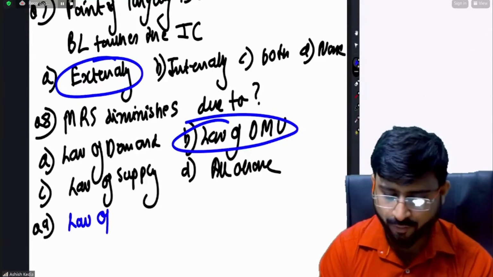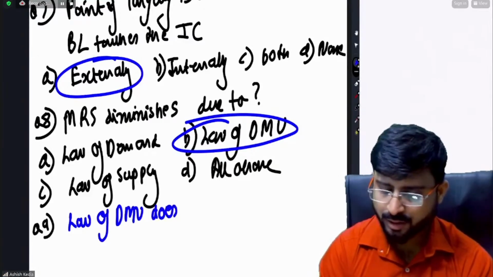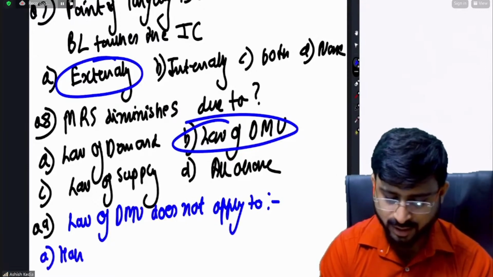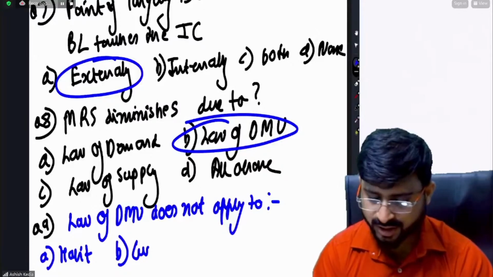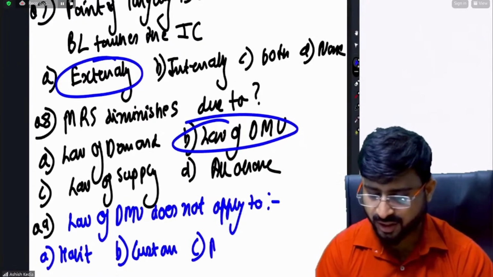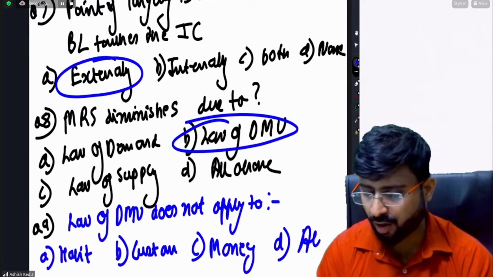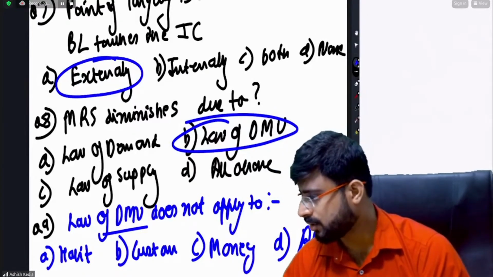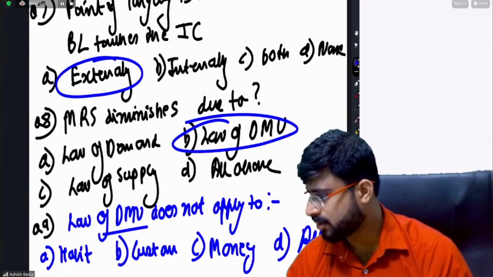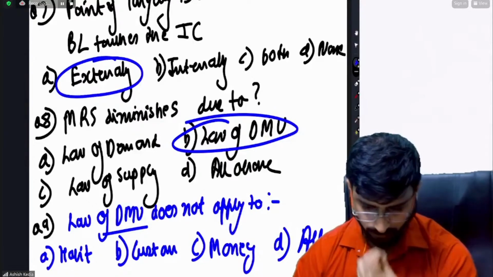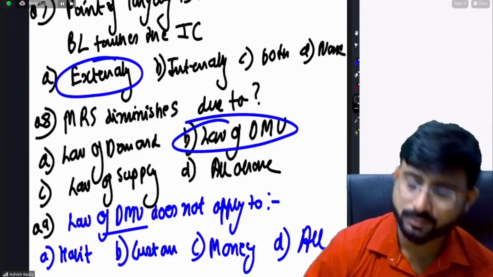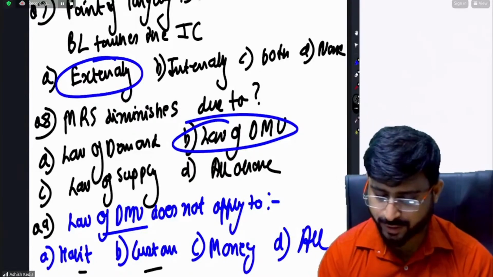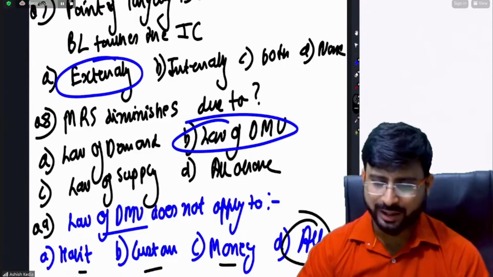Next, the law of DMU does not apply to: A. Habit, B. Customs, C. Money, D. All. To what does it not apply? Good. It does not apply to any of these. So your answer will be all.